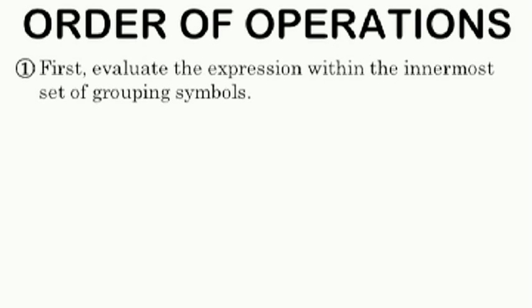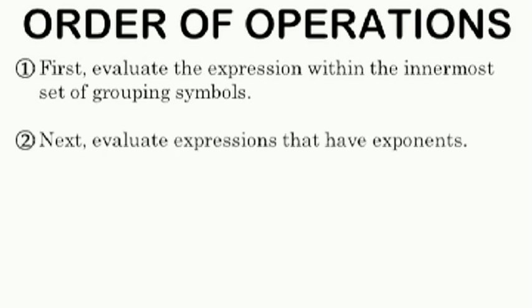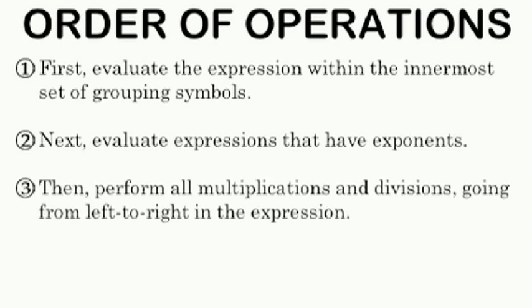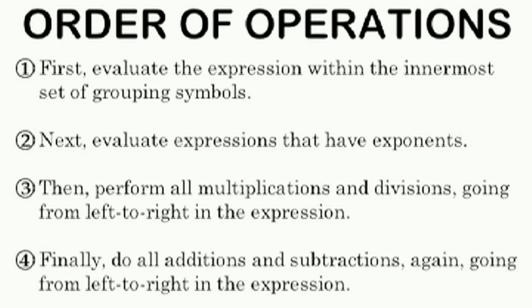Order of operations. First, evaluate the expression within the innermost set of grouping symbols. Next, evaluate expressions that have exponents. Then, perform all multiplications and divisions, going from left to right in the expression. Finally, do all additions and subtractions, again going from left to right in the expression.